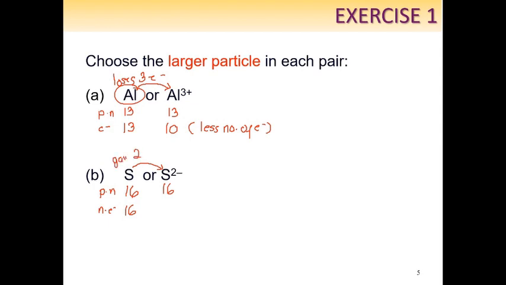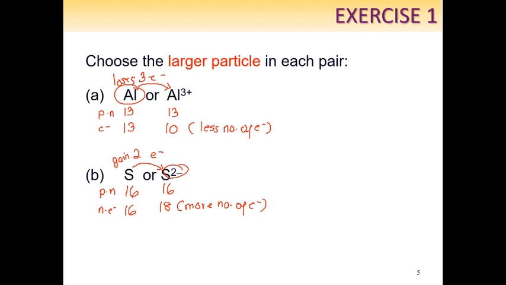Here, 2 minus means that sulfur has gained 2 electrons. So we can see that the number of electrons for sulfide now is 18. So it has more electrons compared to the sulfur atom. Since sulfide has more electrons than its neutral atom, there exists mutual repulsion between the electrons. Okay, so the mutual repulsion is increased.